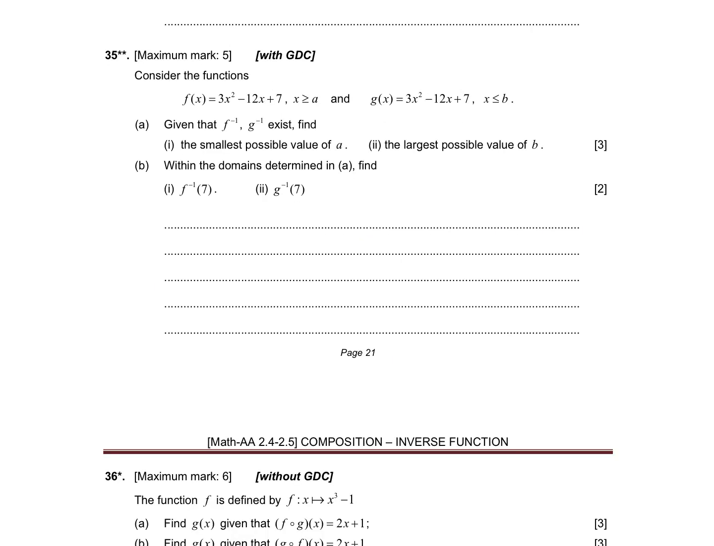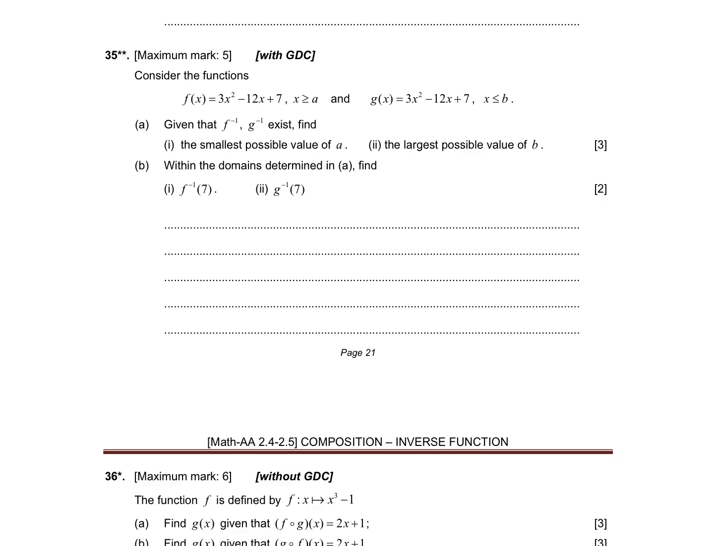All right, 35, consider the functions. x is greater than or equal to a, x is less than or equal to b. Given that f inverse, g inverse exists, find the smallest possible value of a and the largest possible value of b. So we basically need to find the vertex because if we have a parabola, this is not passing the horizontal line test, so it can't have an inverse. So even like a little bit, you know, it's not passing. So it needs to start right there and then we'll have an inverse.